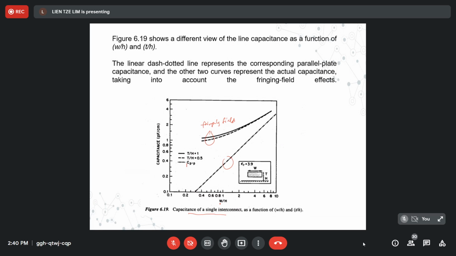Okay, again, this graph shows you that when the width over height increases, the fringing field will also increase. The fringing field effect will be more significant, and then the capacitance will increase. And the parallel plate capacitance as well: parallel plate capacitance will also increase when the width over the height increases. This is how we should conclude from the graph.